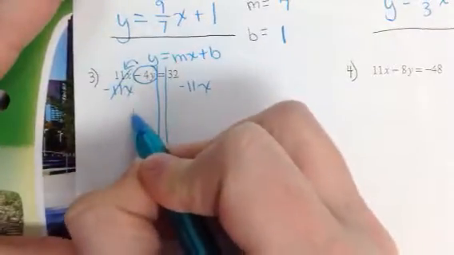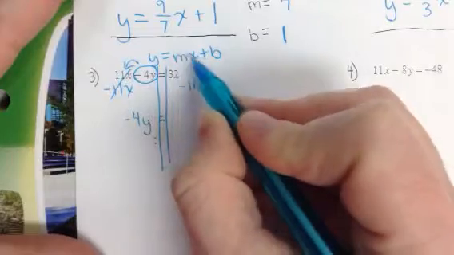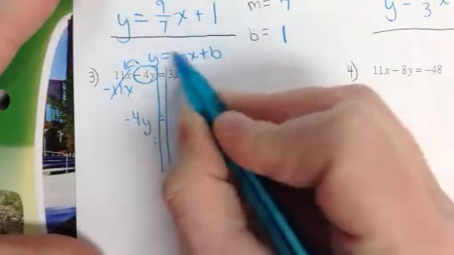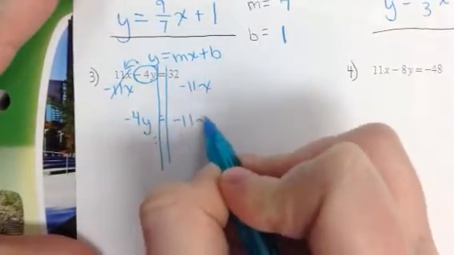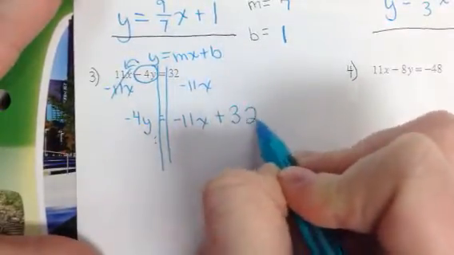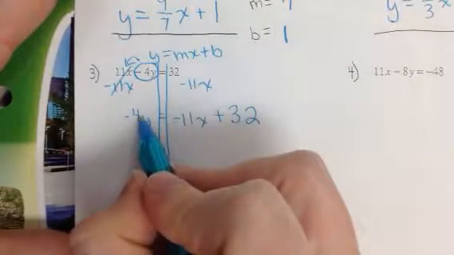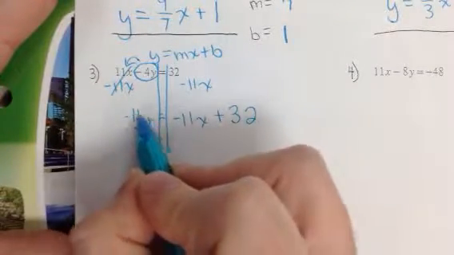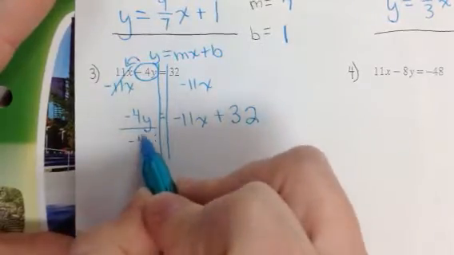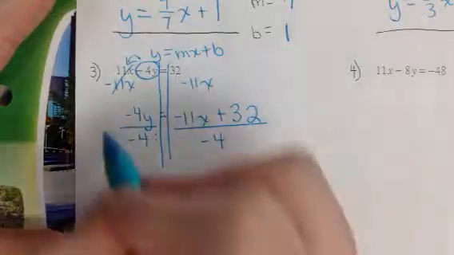Cancel here, bring down negative 4y equals, I want to put the x term in the front like this looks, so negative 11x, this is a positive 32, so I plus 32. The last thing is to get this negative 4 away from the y. They are multiplying, so I have to divide both sides by negative 4.